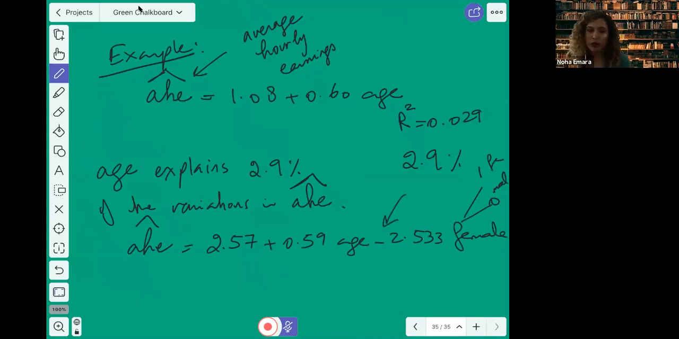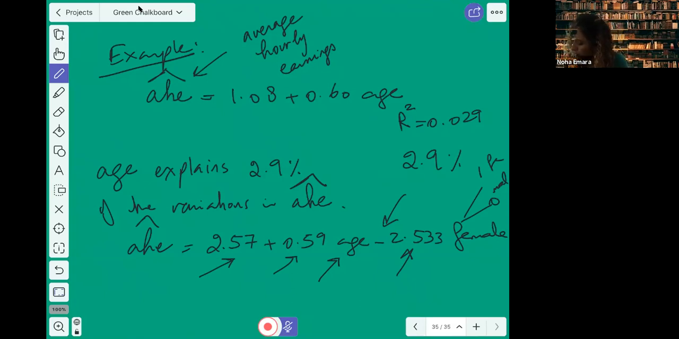This sign is expected because if I'm assuming there is discrimination in the market, then being a female decreases average hourly earnings by $2.533 an hour. For each additional unit increase in age, and the unit is a year, as the person gets older by 1 year, earnings increase by $0.59 an hour. I'm sure that you know how to interpret the intercept: at zero age and zero gender, average hourly earnings is equal to $2.57 an hour. As I said before, it doesn't have to have an economic meaning, but it has a mathematical meaning. It's the intercept of the relationship.